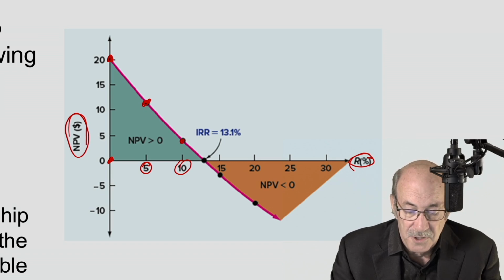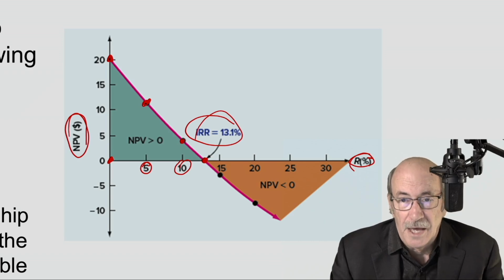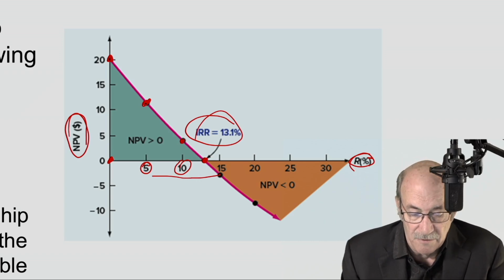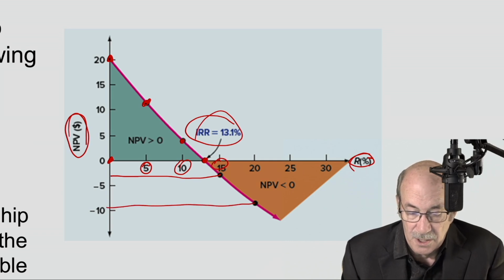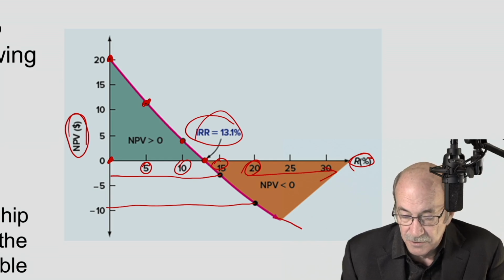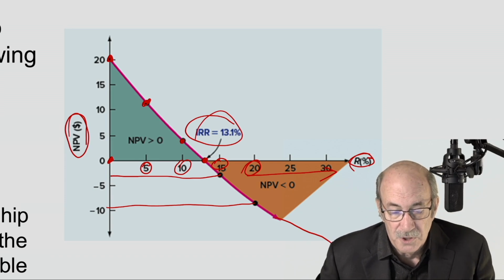And then we see where it crosses the x-axis right here. That is our IRR. That's our 13.1. Anything above that is going to yield negative net present values. So at 15% and at 20% it is going to be negative all the way on up. Everything else is going to be negative going above 13.1%.